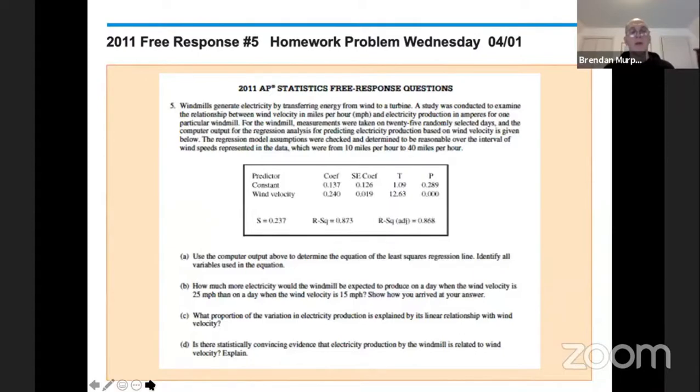So we'll post this homework problem on Luke's website for tomorrow. He's going to do hypothesis tests for the true slope. Today I did confidence intervals for the population slope, true slope. Parts A, B, and C, hopefully if you've done least squares regression lines, will seem relatively easy. Part D is where Luke is going tomorrow. So is there statistically significant evidence that electricity produced by the windmill is related to wind velocity? Explain. That's actually a little bit more complicated than it sounds, and that's what Luke's going to do tomorrow.